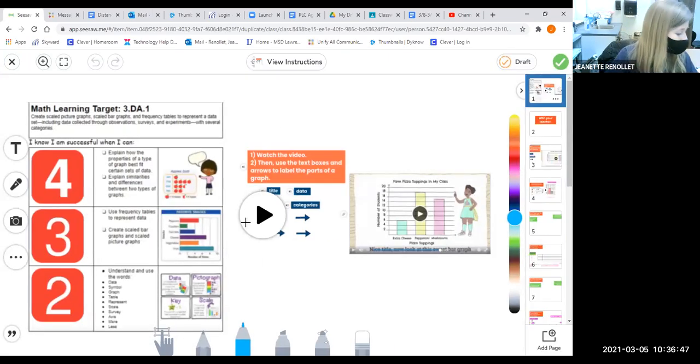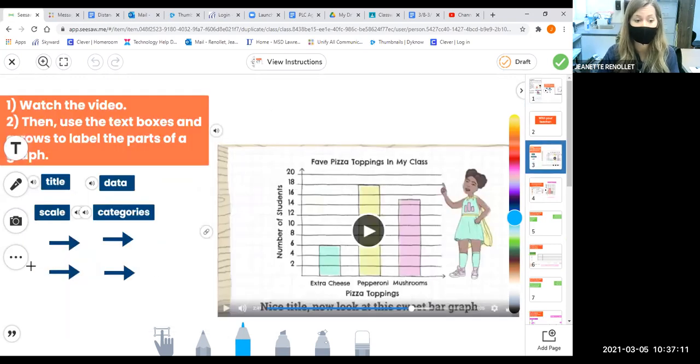We just listened to our success criteria on slide number 1. Now it is time for us to go to slide number 3, and together we're going to label a graph with our categories, our title, our data, because that is an important part of understanding a graph. Please click on slide number 3.